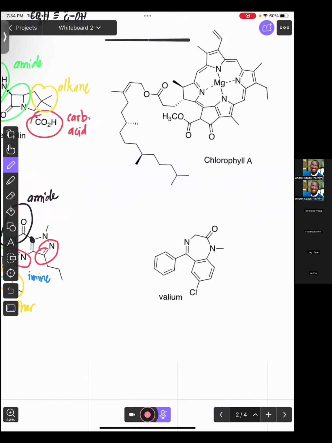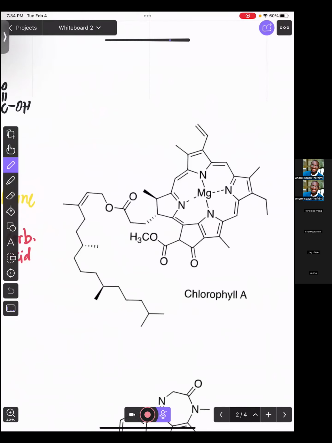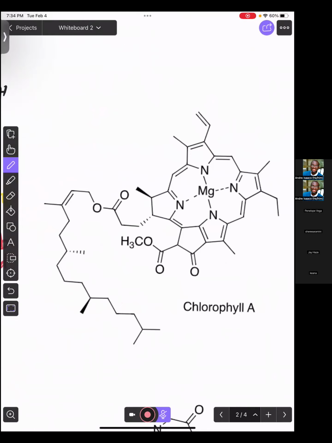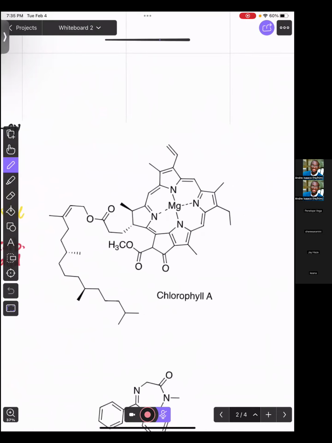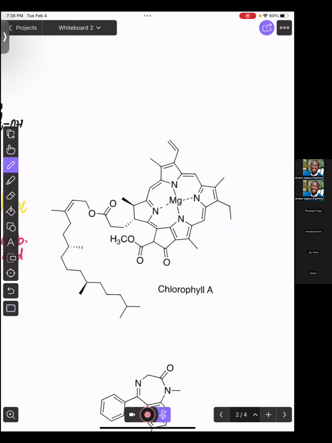Let's look at chlorophyll A. Yeah, let's look at chlorophyll. This is a structure of chlorophyll. The magnesium makes it tricky, but I do like this molecule. But let's look at chlorophyll.